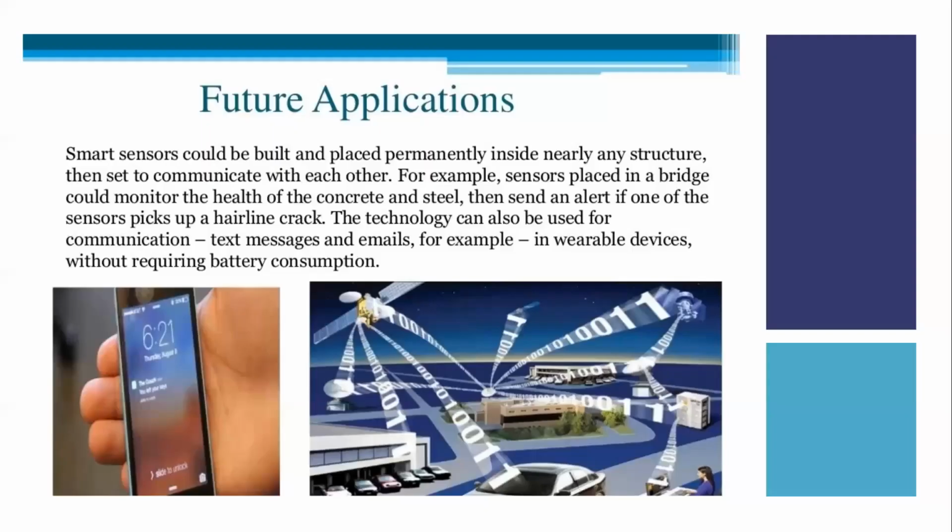receptors. Future applications. Smart sensors could be built and placed permanently inside nearly any structure. They can then communicate with each other. For example, sensors placed in a bridge could monitor the health of the concrete and steel. They send an alert if one of the sensors picks up a hairline crack. The technology can also be used for communication, text messages, and emails, for example, in wearable devices without requiring battery consumption.